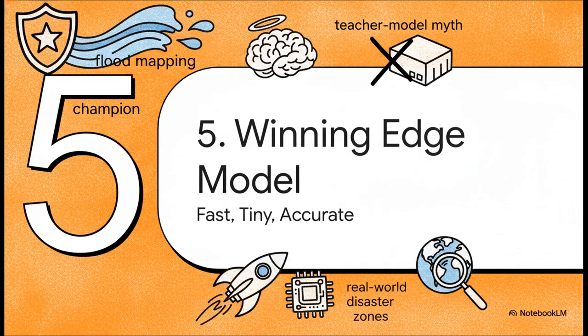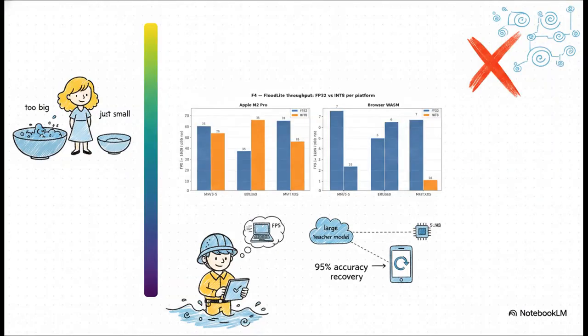All right, part 5, the winning edge model. By carefully dodging that teacher model myth and surviving the quantization trap, the researchers finally found their champion. So we finally found our Goldilocks configuration. As you can see, the INT8 EfficientNet-Lite0 model is just the absolute sweet spot for field deployment. It's 3.8 times smaller than its uncompressed version, weighing in at a tiny 5.2 megabytes.